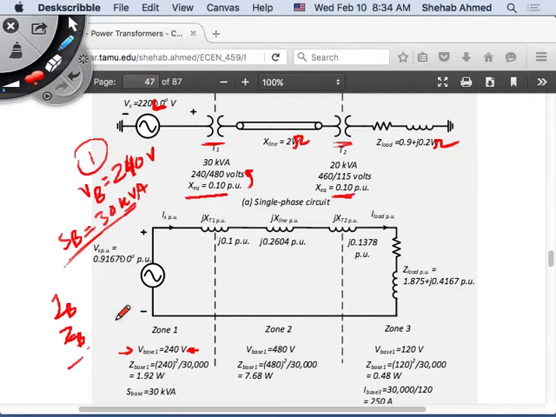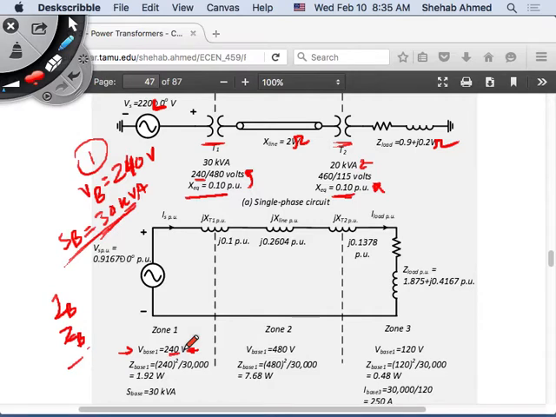Yes, sir. Yeah, what is the 20 kVA? 20 kVA. This is the rating of the other transformer. So this transformer has a rating of 20 kVA. This one has a rating of 30 kVA, right? So since this one has a rating of 30 kVA, and 30 kVA is the base power for the system that they told us to use, right? And this transformer also happens to have a voltage rating of 240 volts on the primary side. And they told us in zone 1 to use 240 volts as a base value, right?